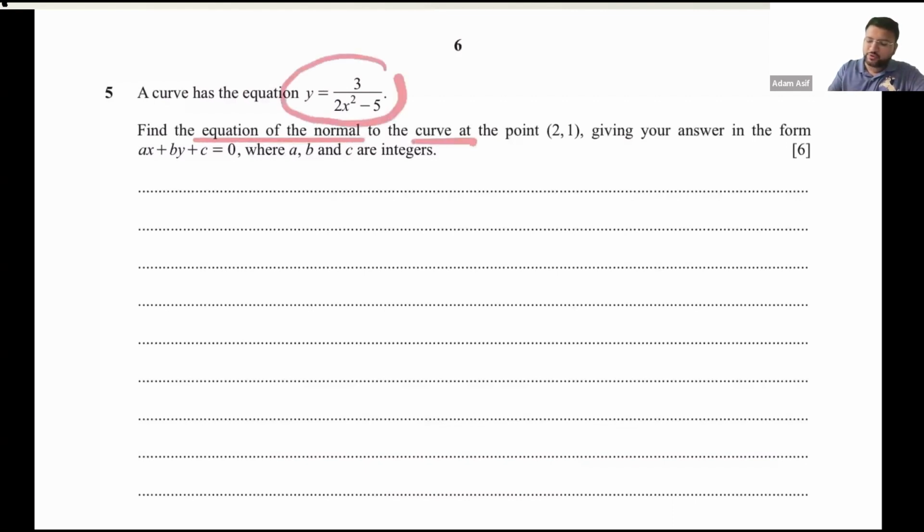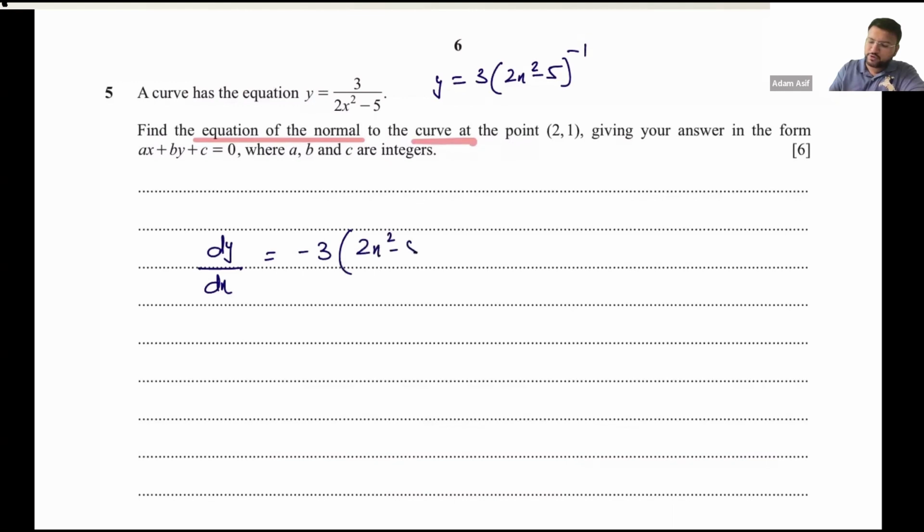Once I have the equation of the curve, how can I find the gradient of the curve at this point? Differentiation. You are going to use differentiation. So you need to find dy by dx. So how do I differentiate this? Y is equal to 3 times 2x square minus 5 to the power of minus 1. Dy by dx would be minus 3 times 2x square minus 5 to the power of minus 2 times the differentiation of the inside bracket, that is 4x.